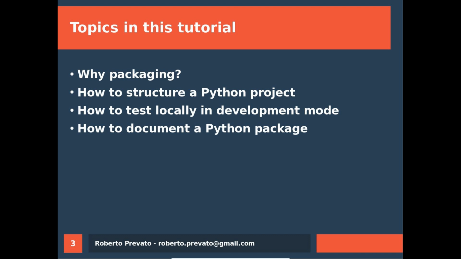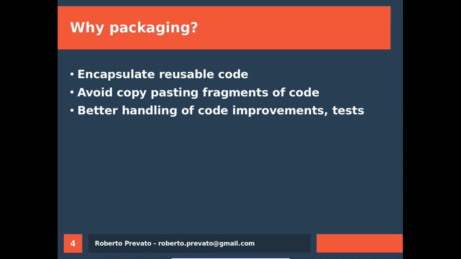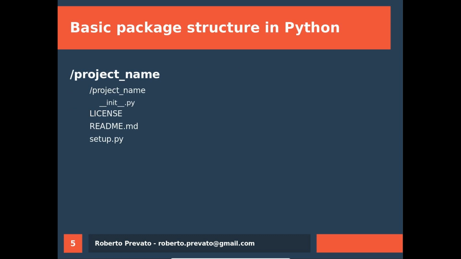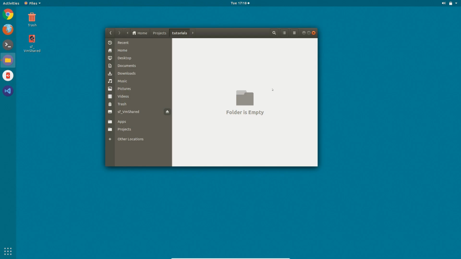So the first point is why packaging. When you build an application, you generally end up writing some code that can be reused in other applications. In such cases, it is best to encapsulate reusable functionalities in dedicated packages. This has the benefit that you avoid copy-pasting fragments of code across different projects, obtaining a better handling of code improvements. Creating custom packages in Python is quite simple. You essentially need a file setup.py containing information about your package. So let's create a package.